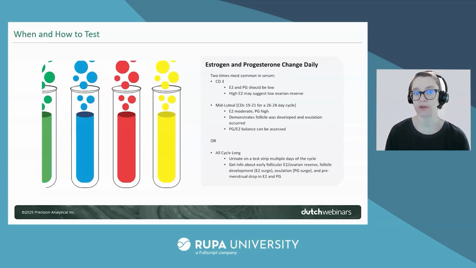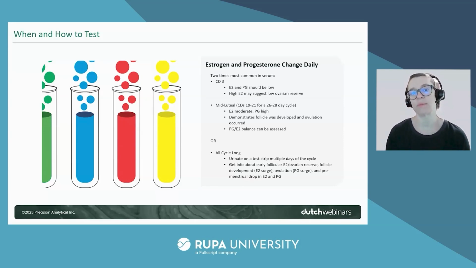So when we think about when to test and how to test, we do often think about testing in serum for our cycling patients. When we're doing that, we think about two particular times that we're trying to capture. Cycle day 3, when estrogen and progesterone should be very low, is a common day to assess. There's times where we might see high estradiol, and that might be suggestive of low ovarian reserve. Even more often, we're trying to capture a mid luteal collection.